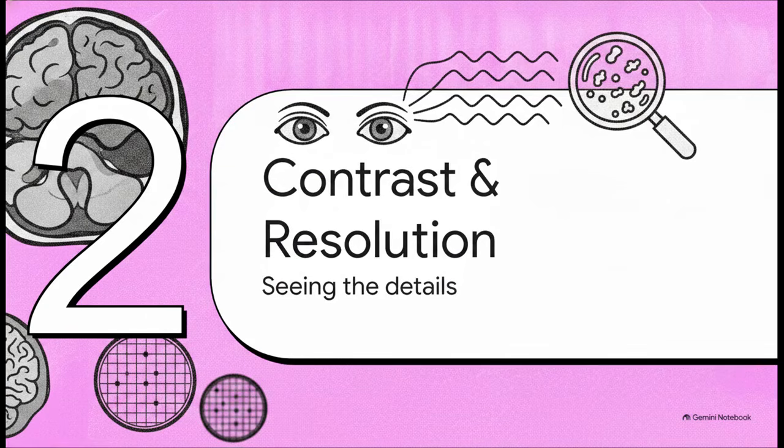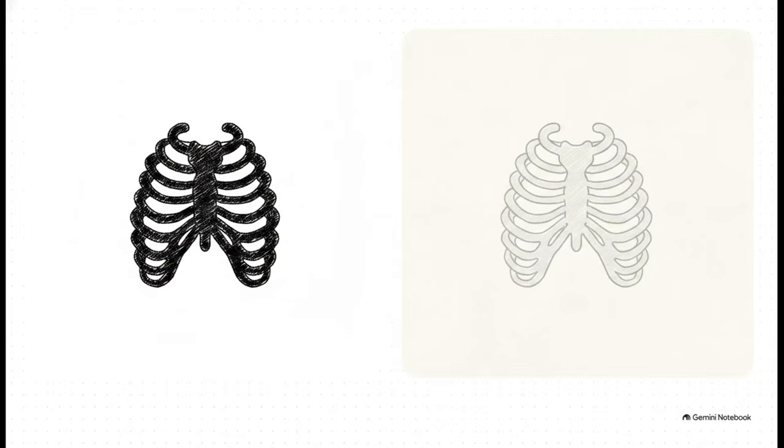Moving right along to Chapter 2, Contrast and Resolution. Seeing the details. Contrast and resolution are the heavy hitters that fundamentally dictate our ability to clearly see an object. Think of medical imaging as a giant translation game. Tissues have different physical properties inside the body, right? Things like their density or their atomic number, which physicists call Z. The imaging process takes those physical differences and translates them into distinct visual shades of gray or color.